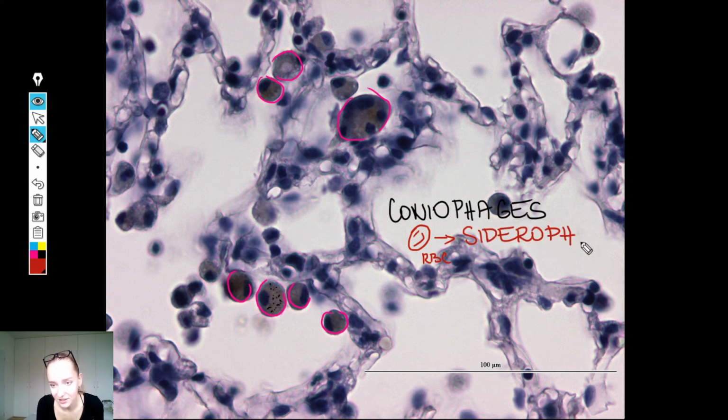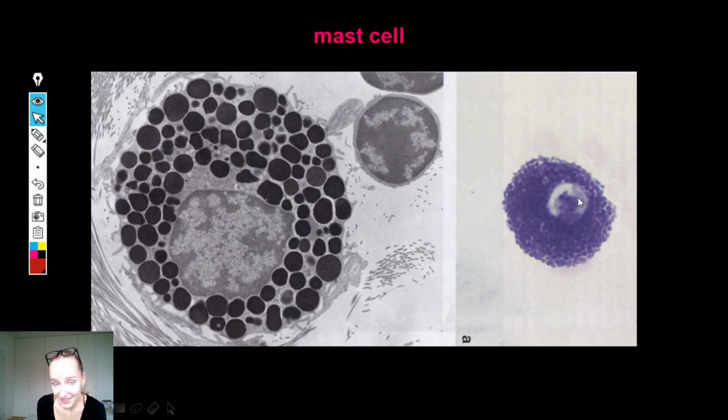Siderophages. Yeah, so these are just two types of macrophages, and it depends on what structures they have eaten, really. Okay, the next is the mast cell. Mast cell is a very special type of migratory cell that can be found in proper connective tissue.